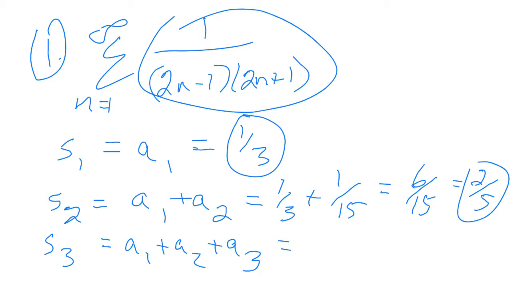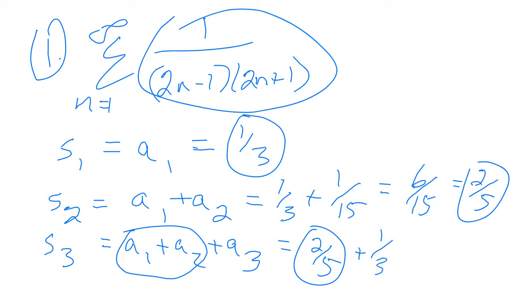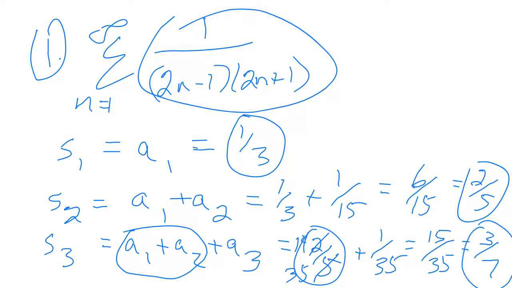I know they asked for like the first 4, but anyway, the A1 plus A2 we already have is 2/5, right? So there's no use keeping them written differently. And then plus A3. If I plug in n equals 3 up here, I'm going to get 1 over 6 minus 1 is 5 times 6 plus 1 is 7. So this is plus 1/35. Everybody agree? And 2/5, of course, is how many 35ths? 14, right? So this ends up being 15/35, which is 3/7. Okay, so that's the value of S sub 3, the third partial sum.